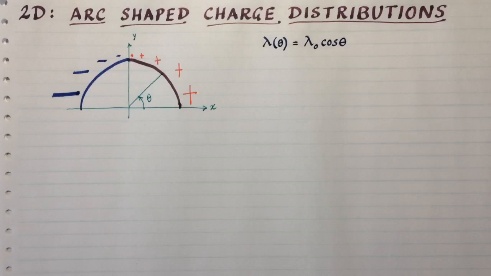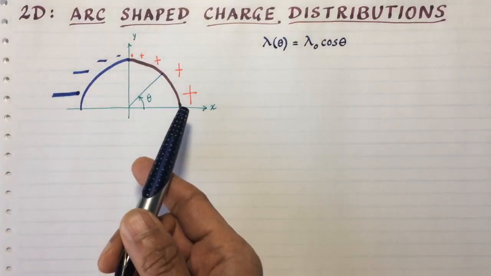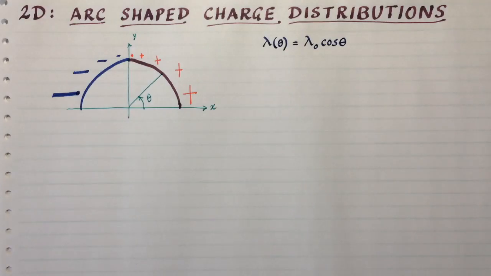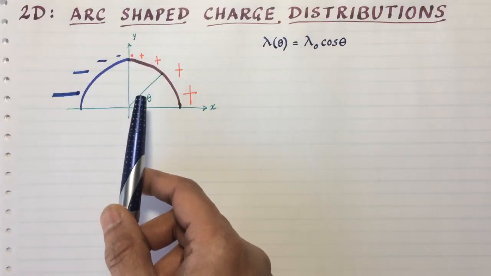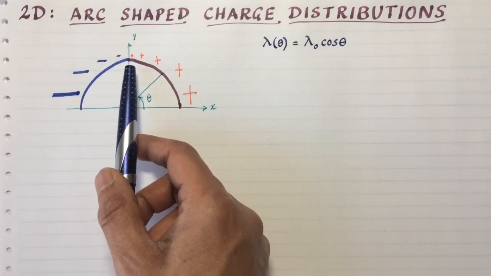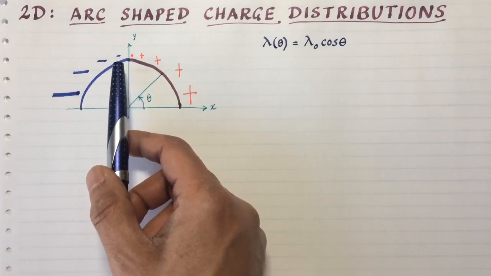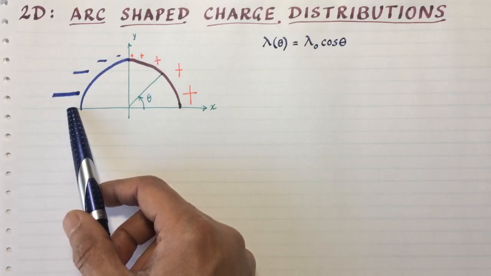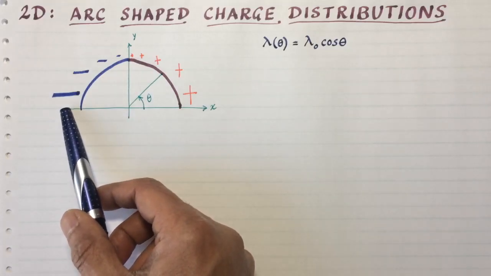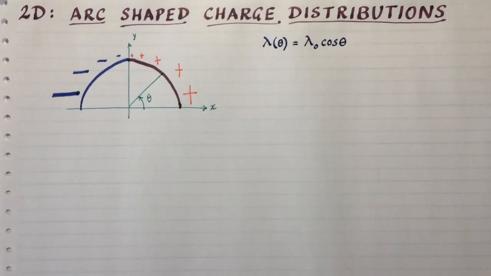So there are large positive values close to the x-axis indicated by these large plus signs. And then as theta goes to 90 degrees, that charge becomes 0. So I drew that with a small plus sign there. And then beyond 90 degrees, the charge becomes negative since cosine is negative in the second quadrant. And then it gets to be very big and negative close to 180 degrees. So it's a non-uniform charge distribution given like that.